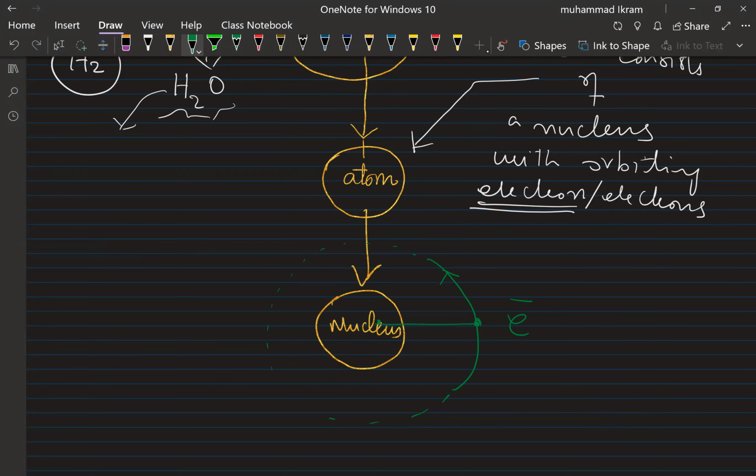If it is liquid, then it could be along a zigzag path, or if it is gas, then the motion of the molecule will be totally free.